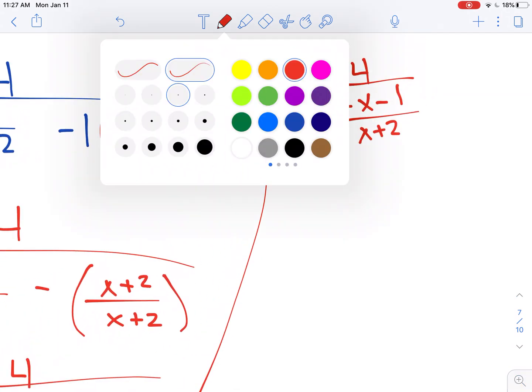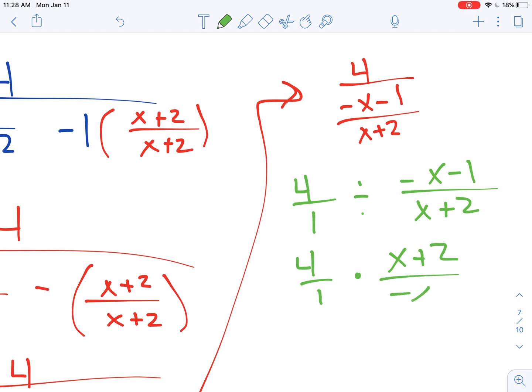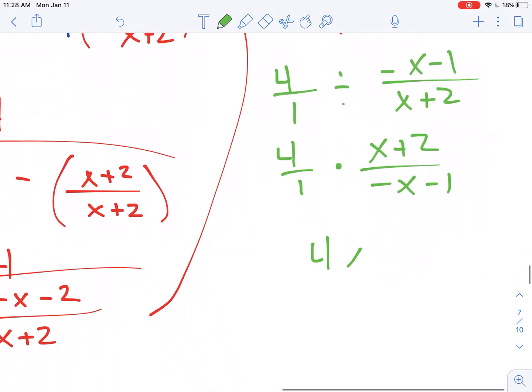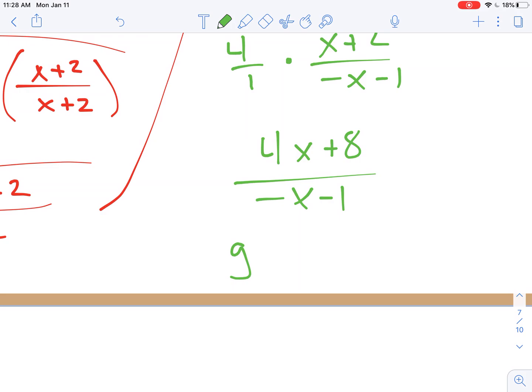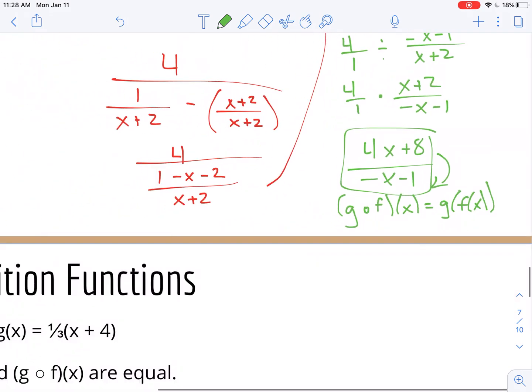Now I'm going to simplify this. This is the same thing as saying 4 over 1 divided by negative x minus 1 over x plus 2. We're dividing by a fraction, so we flip the second and multiply, over negative x minus 1, sorry. And then I'm going to distribute that 4, so I end up with 4x plus 8 over negative x minus 1. So this is actually what the composition function g of f of x looks like. This would be my answer for what the composition function is.